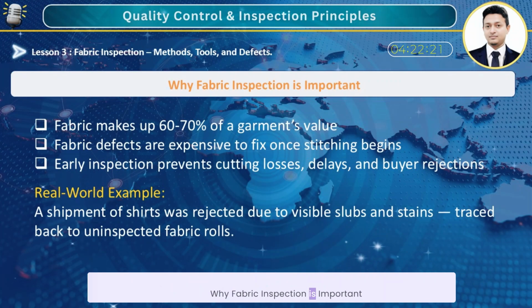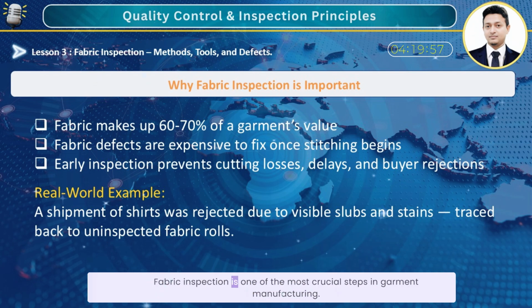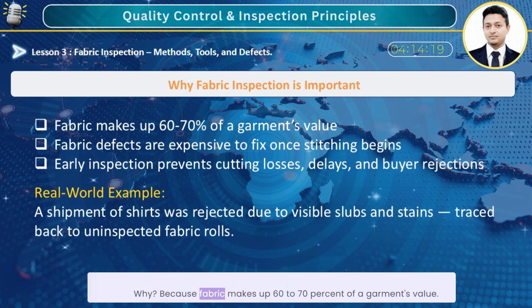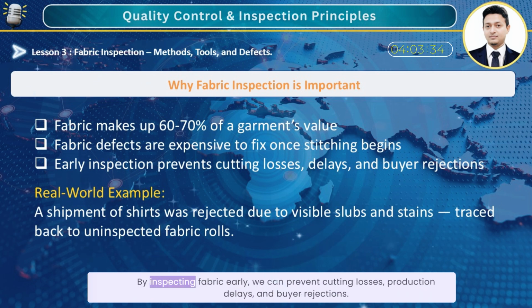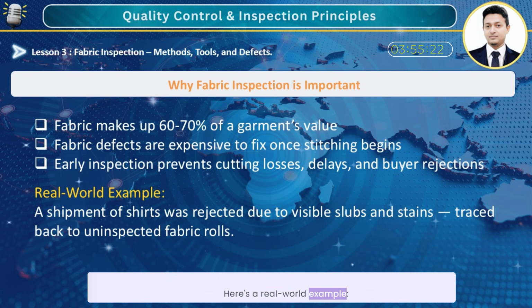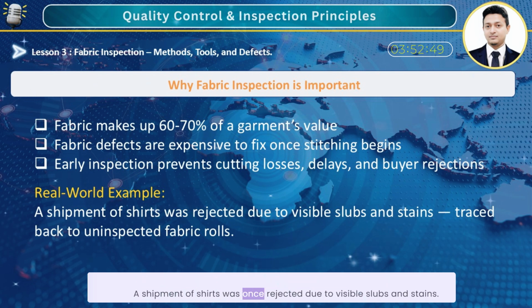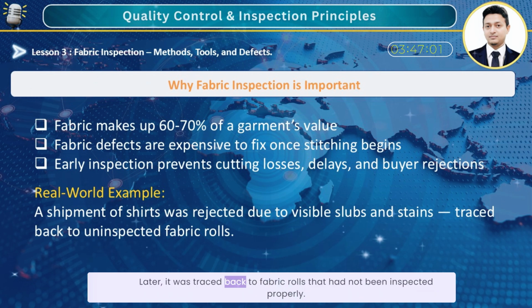Why fabric inspection is important? Fabric inspection is one of the most crucial steps in garment manufacturing. Why? Because fabric makes up 60 to 70% of a garment's value. Once stitching begins, fabric defects become costly and difficult to fix. By inspecting fabric early, we can prevent cutting losses, production delays, and buyer rejections. Here's a real-world example. A shipment of shirts was once rejected due to visible slubs and stains. Later, it was traced back to fabric rolls that had not been inspected properly.